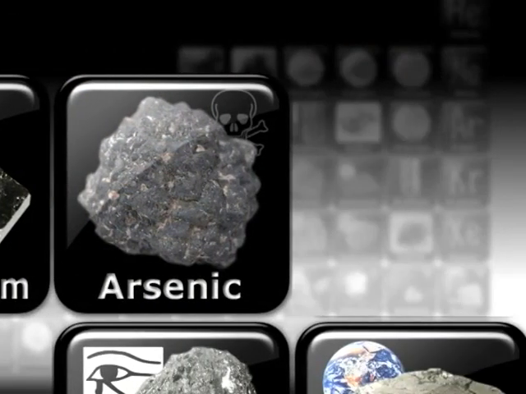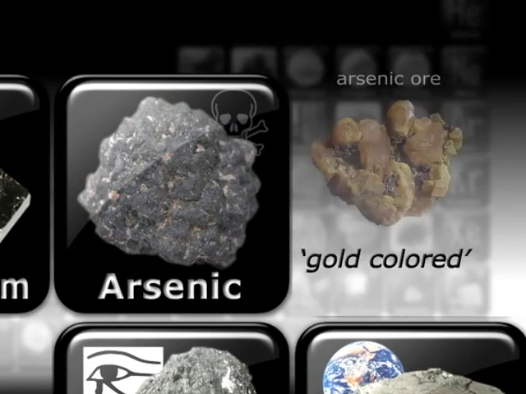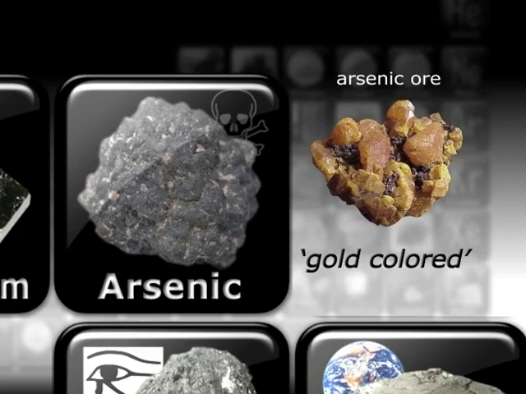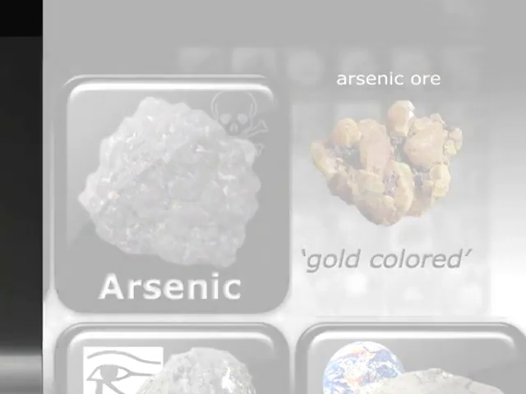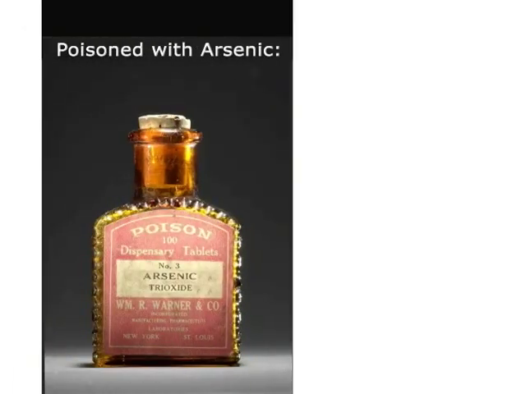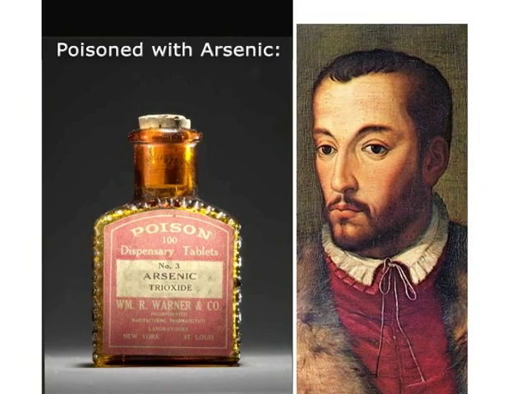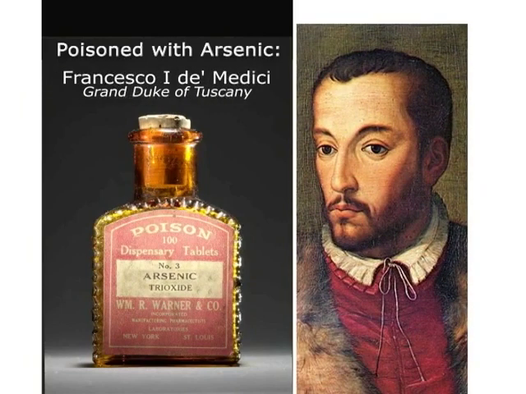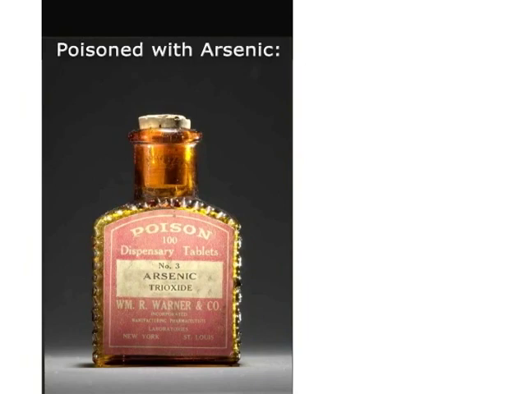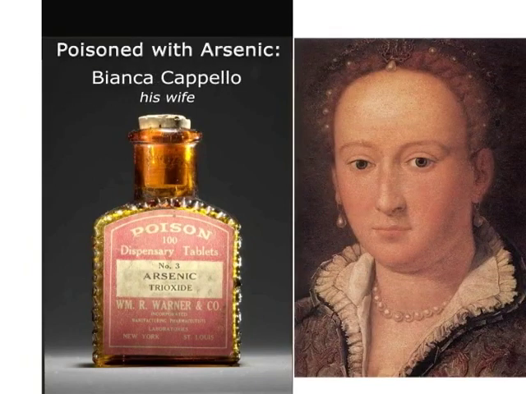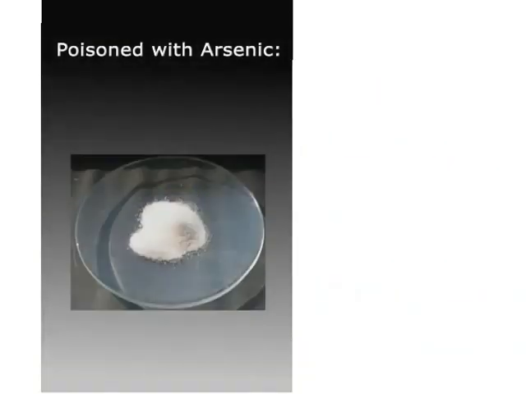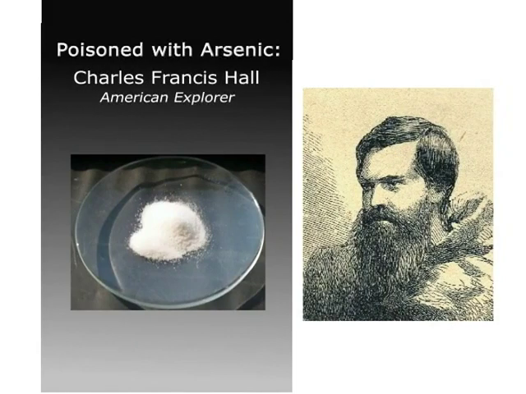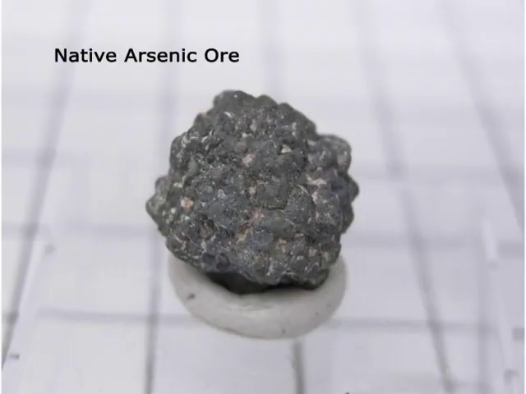Arsenic. Arsenic is Persian, meaning gold-colored, referring to the color of arsenic's main ore. Arsenic was long used by the ruling classes to secretly poison each other. Arsenic has been called the poison of kings and the king of all poisons. Easy detection methods now exist, however.